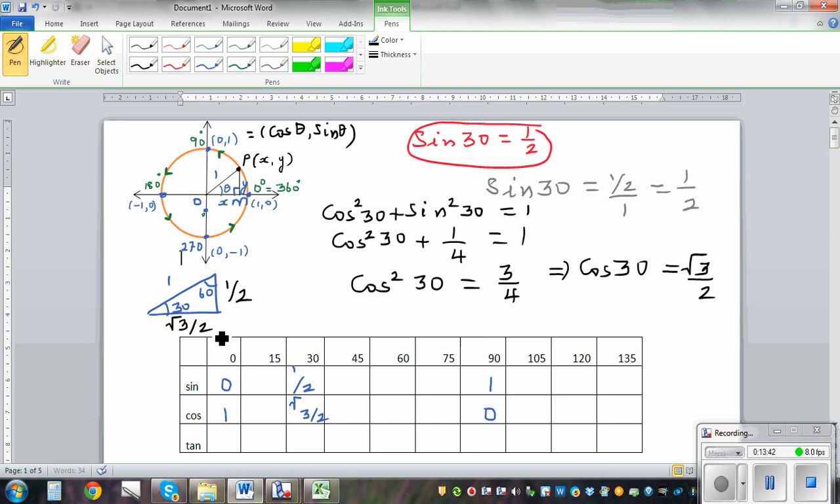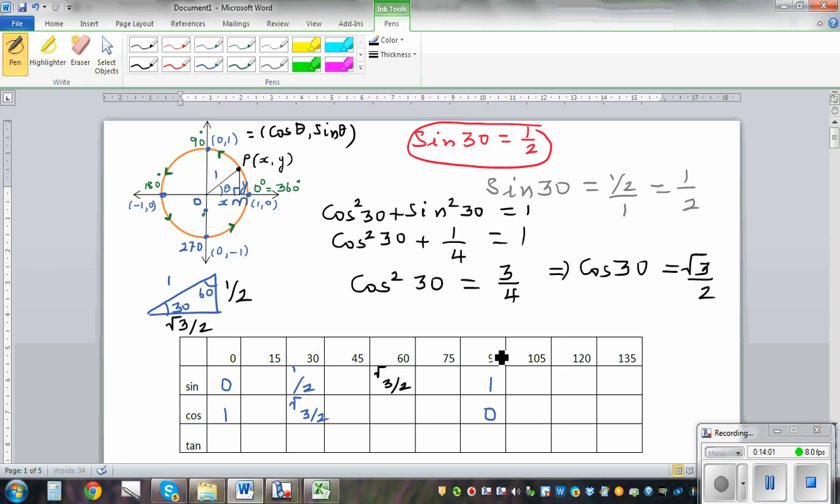Okay, in a different way. Using this triangle again, we can say what is sine 60. So sine 60 is opposite over hypotenuse, so that is going to be root 3 over 2.